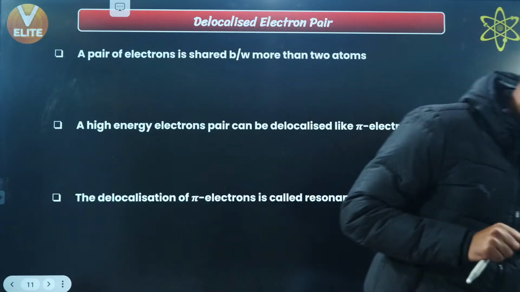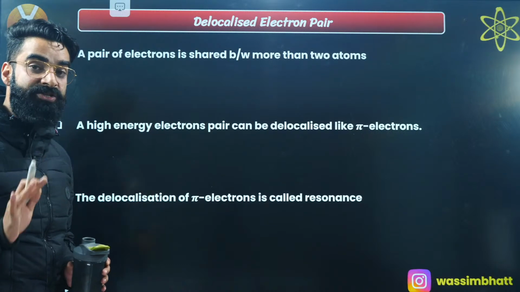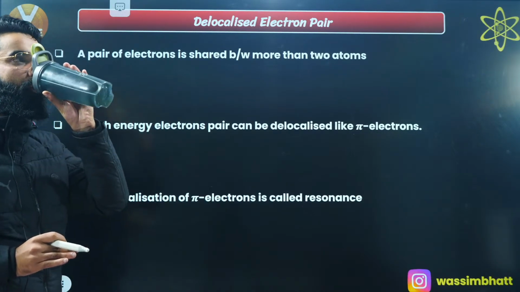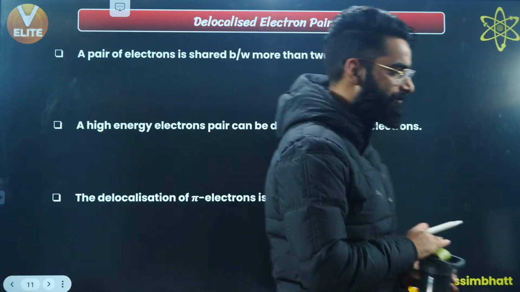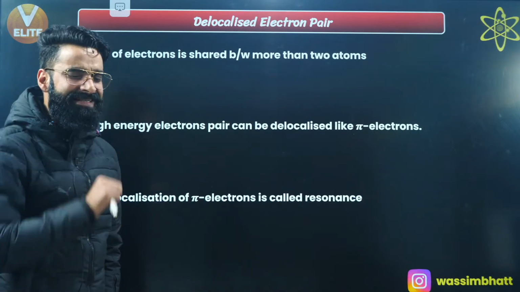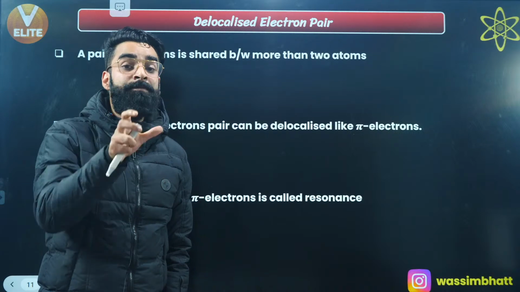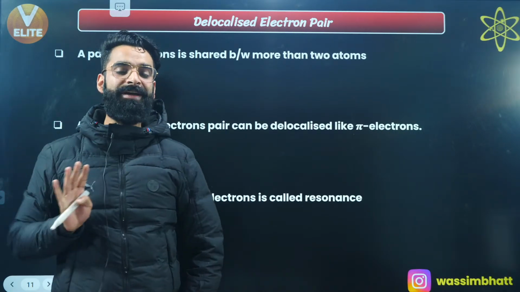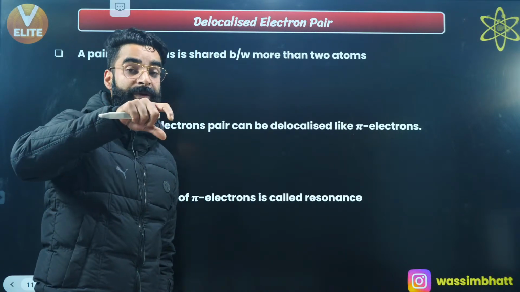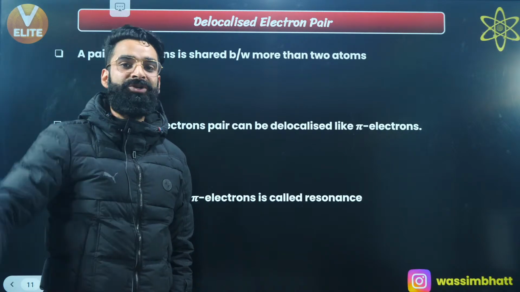Do let me know in the chat if everything is clear till here, then only I can move ahead. The delocalization of these high energy electrons is basically resonance. And at the same time, due to delocalization, the same electron pair comes under the influence of more than two nuclei, right?